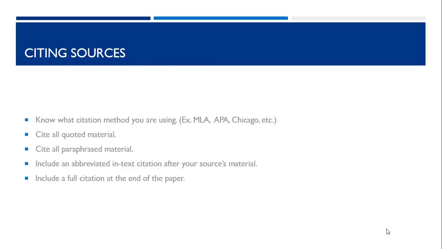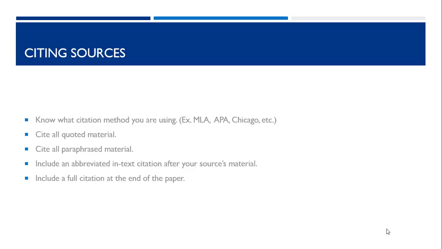Now, citing sources, we're just going to get briefly into how to do this. First, know what citation method you're using. Often these will change depending on what class you're in. So some teachers use MLA, some use APA, some use Chicago, and oftentimes they'll modify these different citation methods with a few of their own rules. So pay attention to what requirements your teacher may have.